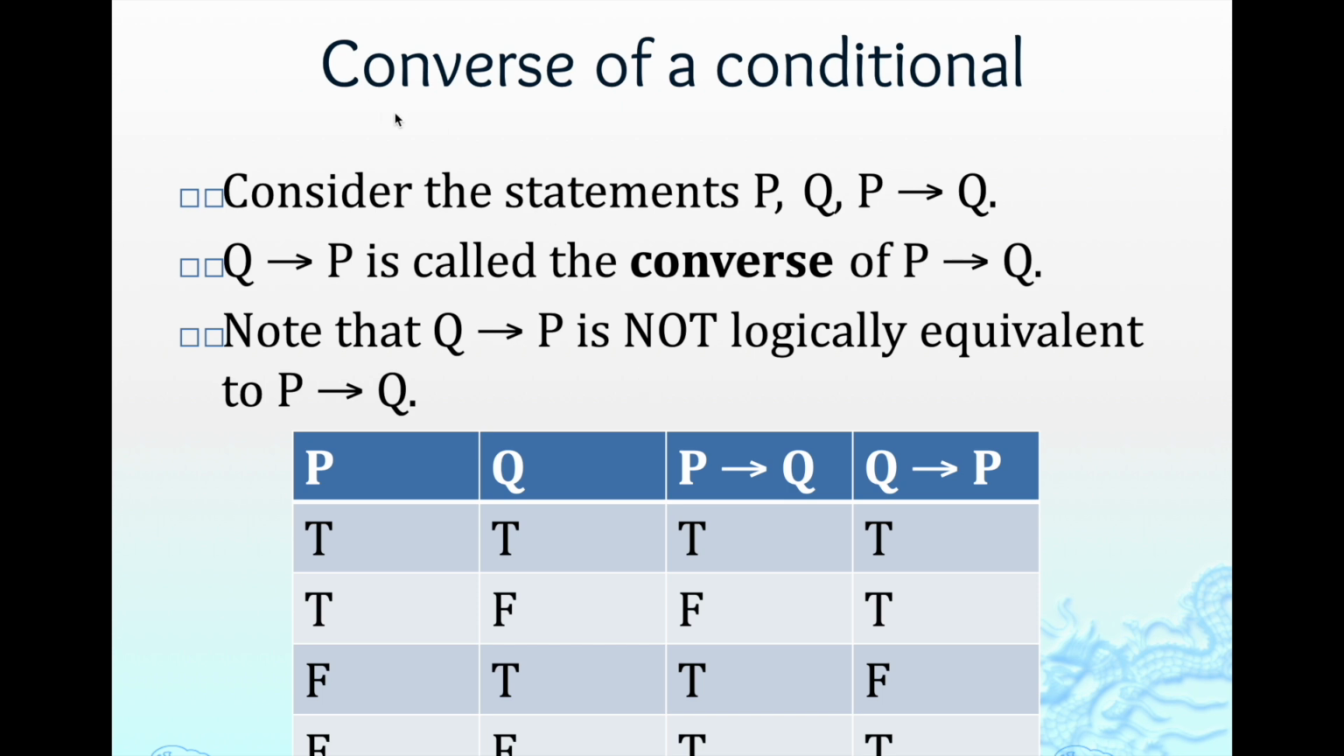So now let's talk about the converse of a conditional. Consider the statements P, Q and P implies Q. Q implies P is called the converse of P implies Q. Notice that Q implies P is not logically equivalent to P implies Q because the sequence for P implies Q is TFTT, while the sequence for Q implies P is TTFT. There is at least one row, for example, the second row, that this one is F and this one is T, so they do not match. So they are not logically equivalent.